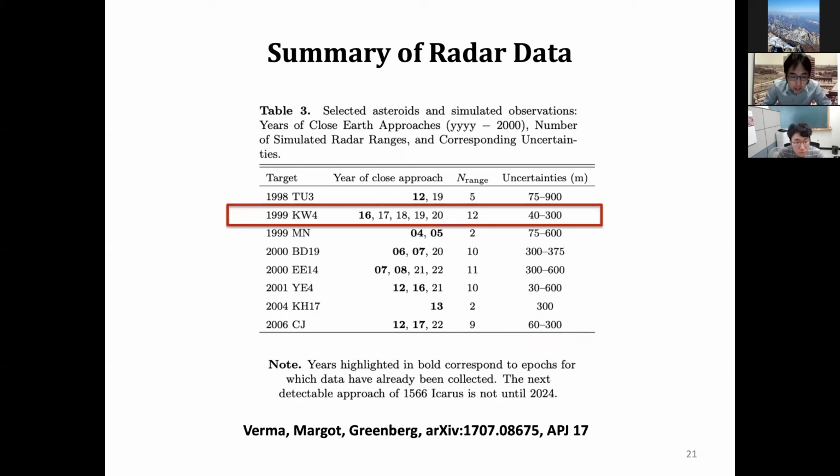The radar data is very precise. When I talked about this project to a lot of my friends, they were very skeptical. They asked me, why can you have such a high precision? One reason is because of radar. Radar can really measure things very well.